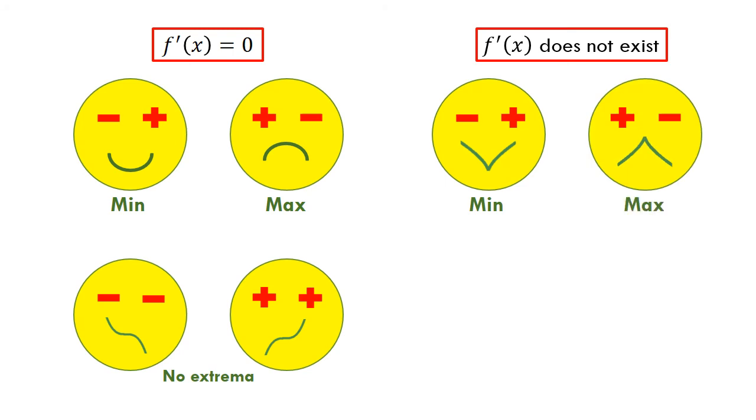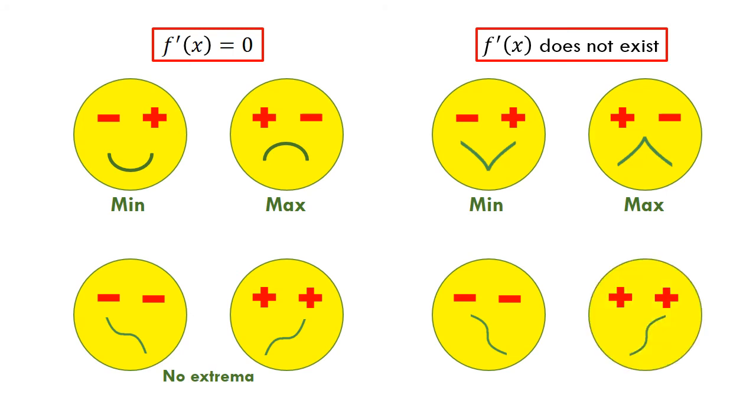If the slope on the left and on the right are negative, the function is decreasing and decreasing like this. Or if the slope on the left and on the right are positive, the function is increasing and increasing like this. So there is no relative extrema at these points. All of these are possible cases for the relative extrema by using the first derivative test.